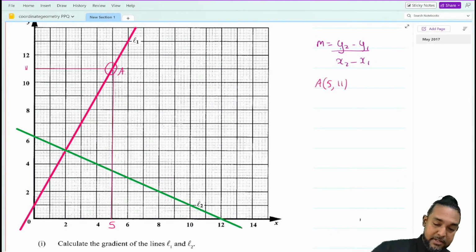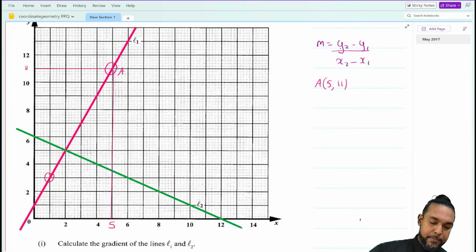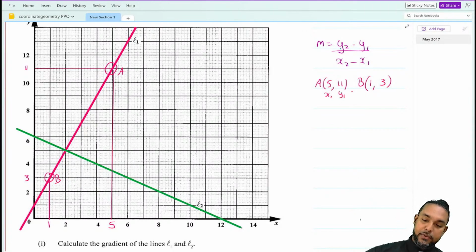And we could take this point here, this one, or that one. We could take any of those points, right? So let's take this one down here, shall we? So if we go down here, we have 1, and if we go across, we get 3. So let's call it point B, right? So we have 1, 3. Right, so we could call this one x1, and this one y1, this one x2, and this one y2.